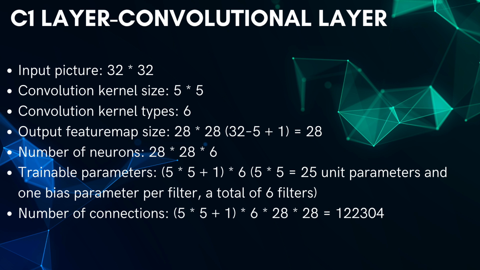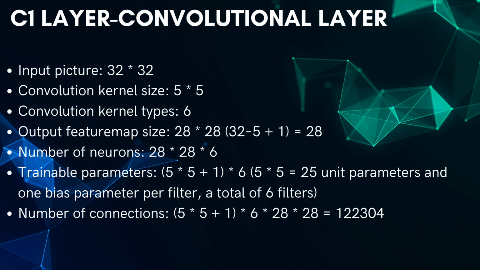Now, why does the output feature map shrink to 28 times 28? Simple. It's calculated as 32 - 5 + 1 = 28. This is how convolutional layers reduce the spatial dimensions while extracting important features. The C1 layer has 28 times 28 neurons for each of the 6 feature maps, giving us a total of 28 * 28 * 6 neurons in this layer.